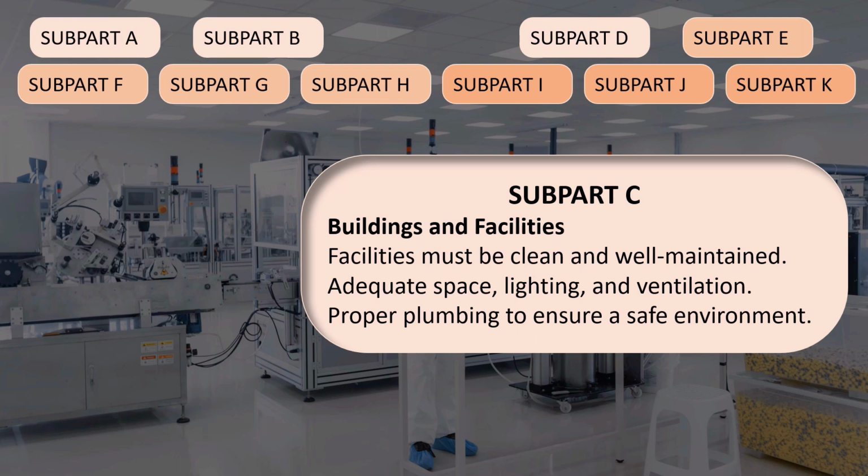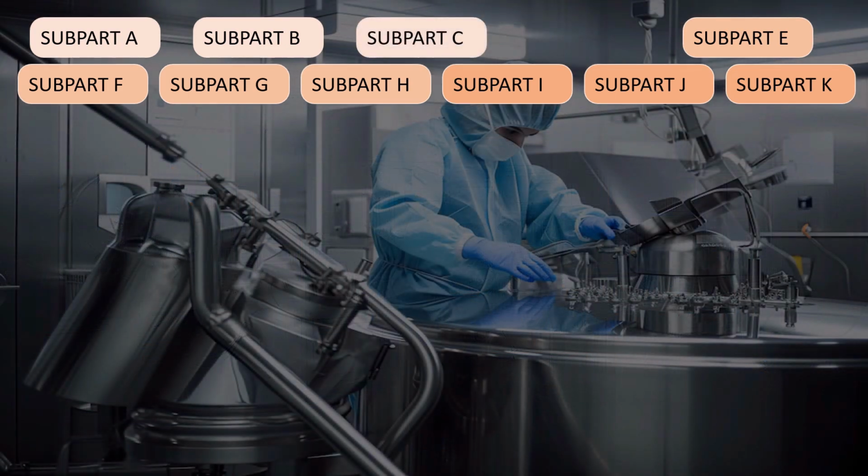Any building or buildings used in the manufacture, processing, packing, or holding of a drug product shall be of suitable size, construction, and location to facilitate cleaning, maintenance, and proper operations. 2. Adequate lighting shall be provided in all areas of the buildings. 3. Sewage, trash, and other refuse in and from the building and immediate premises shall be disposed of in a safe and sanitary manner.